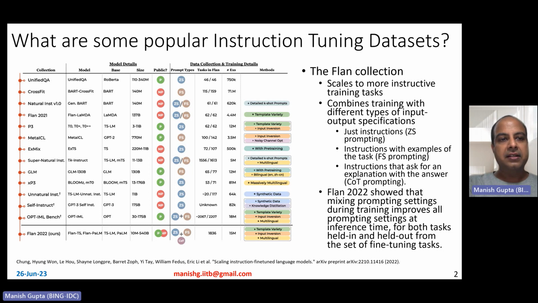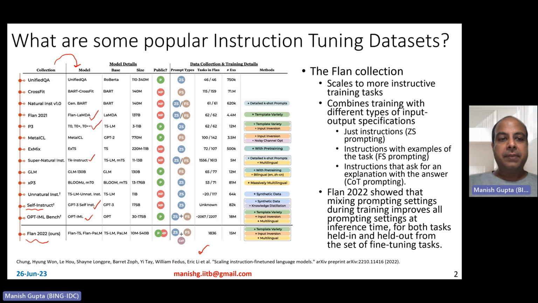So as you can see, these instruction fine-tuning collections have been used to train various kinds of models, starting from unified QA to T0 kind of models, to Flan Lambda kind of models, TK instruct model, GPT-3 model with the self-instruct dataset, and then OPT IML models. And in this current work that I'm going to talk about, they also introduced this new collection called Flan 2022, which has been used to actually train Flan T5, Flan PaLM, and Flan UPaLM models.